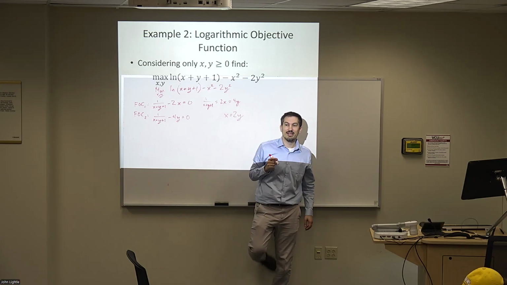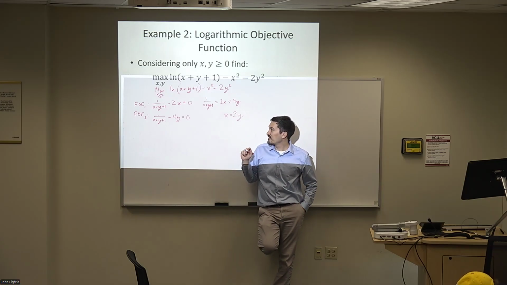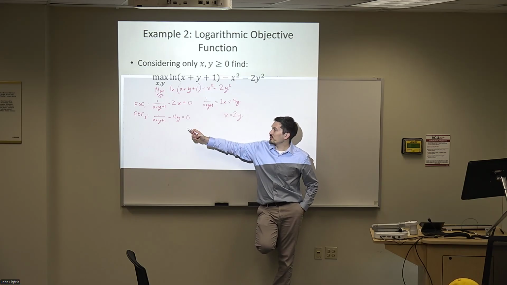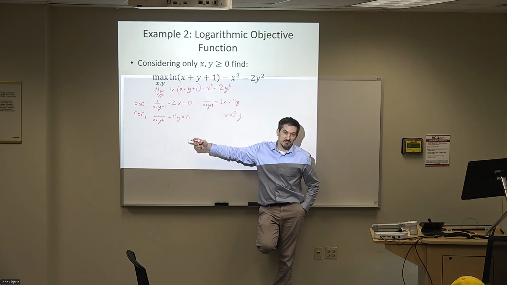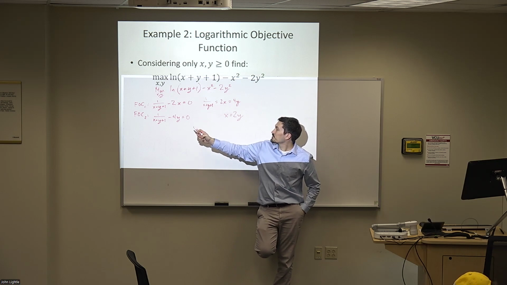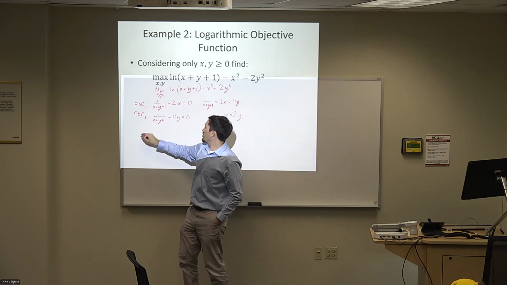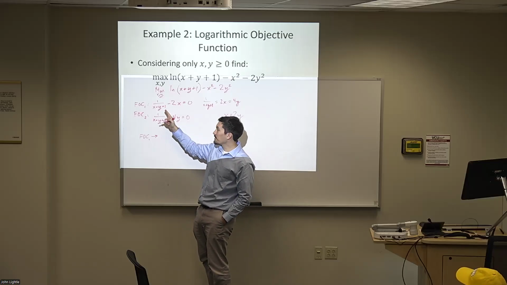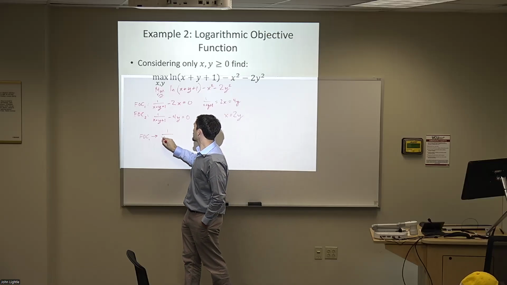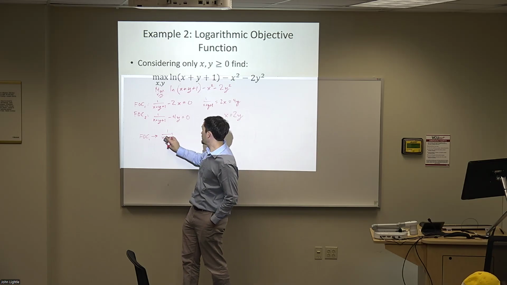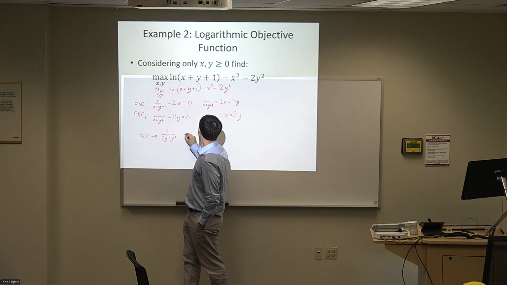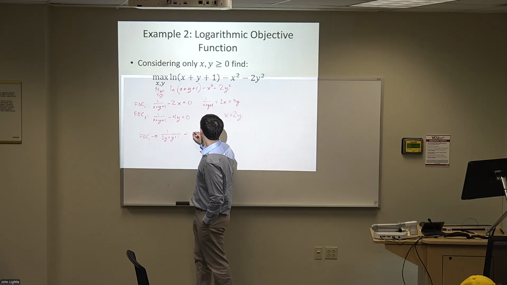Now let's substitute that in to either one. Which one do you want to do? FOC 1 or 2? Doesn't matter. In 1. Okay, let's take 1. FOC 1 now becomes, once I plug in x equals 2y, 1 over, I'm going to replace x with 2y, pardon me, 2y plus y plus 1 minus, no, not 2x, but 4y equals 0.